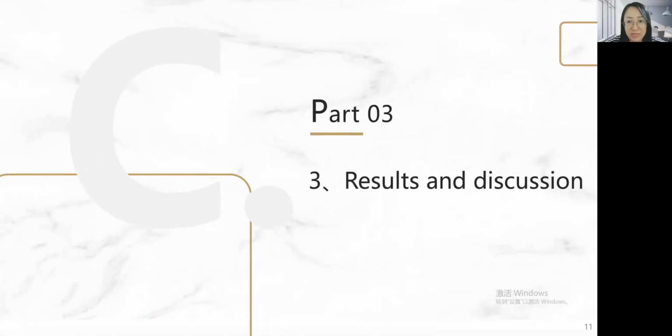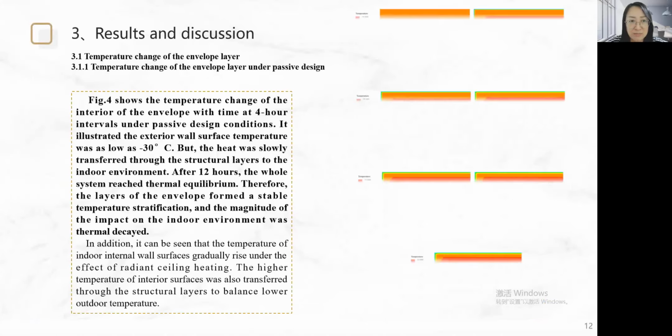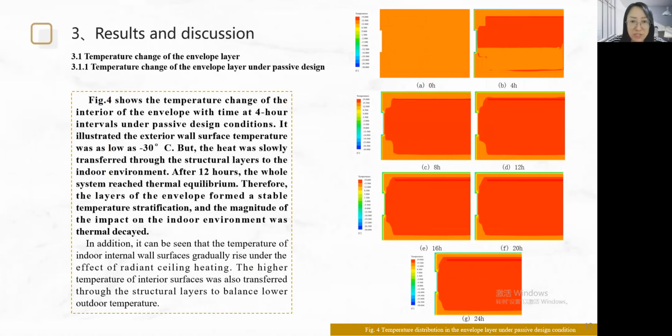Part 3. Results and Discussion. Figure 4 shows the temperature change of the interior of the envelope with time at 4-hour intervals under passive building conditions. It illustrated the exterior wall surface temperature was as low as minus 30, but the heat was slowly transferred through the structure layer to the indoor environment. After 12 hours, the whole system reached thermal equilibrium. Therefore, the layers of the envelope formed a stable temperature.